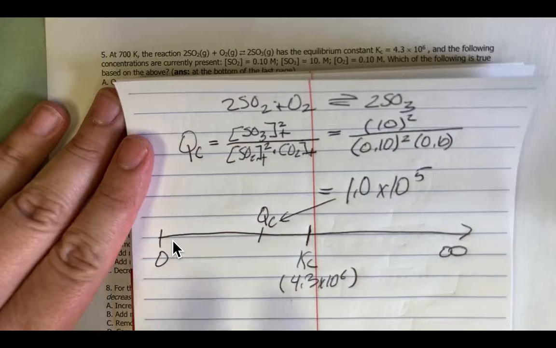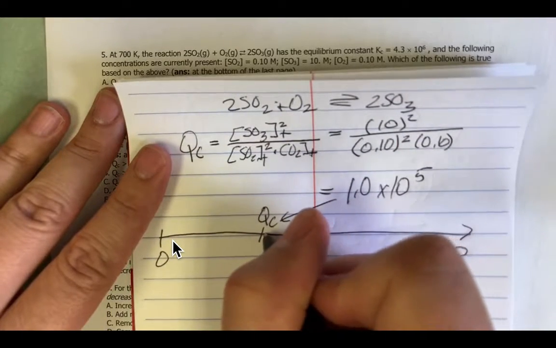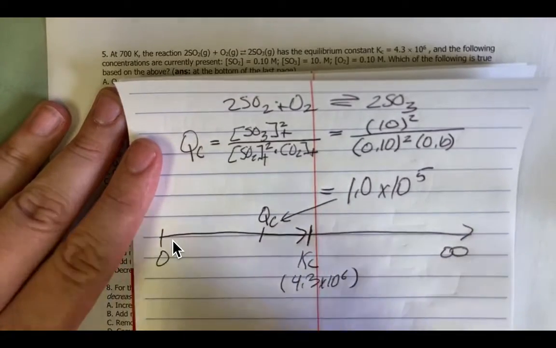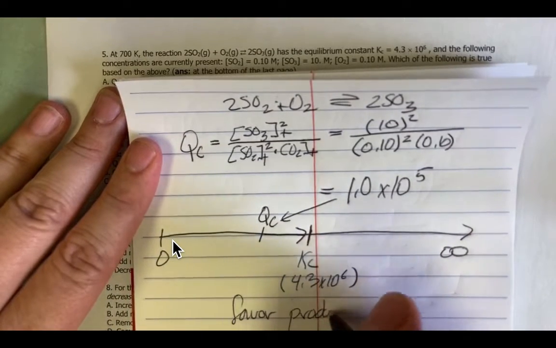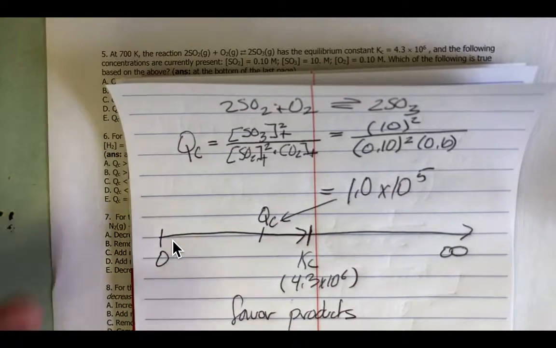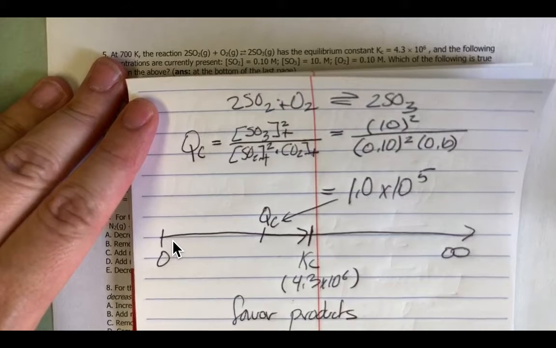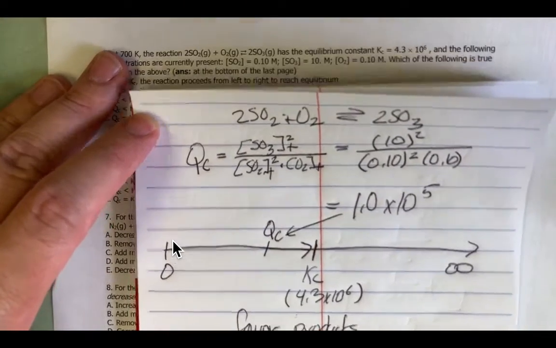And the nice thing about this mnemonic is it tells me which way the reaction will shift. The reaction will shift from the left to the right. So it will favor products in order to reach equilibrium. The concentrations will shift from left to right. We will use up reactants and we will form products.